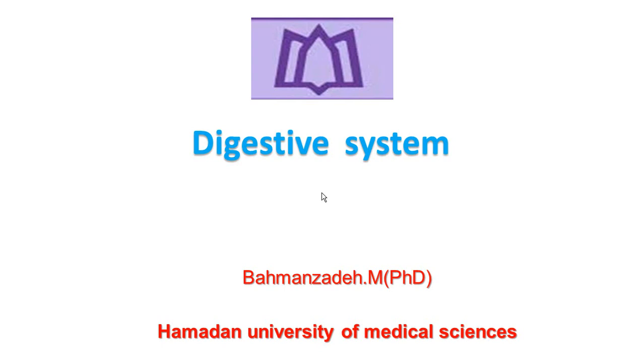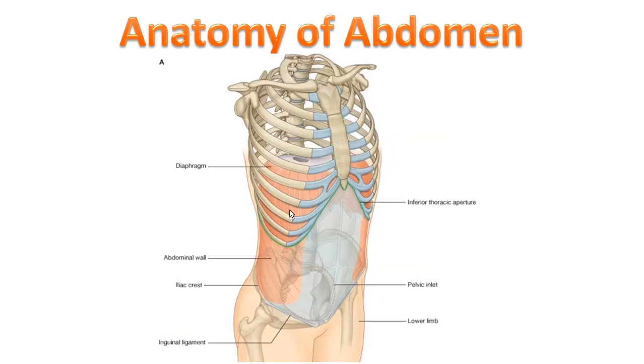And as you know, abdominal hernias must occur through the anterior abdominal wall. Thus, in this section, at first, we are going to talk about the anterior abdominal wall.